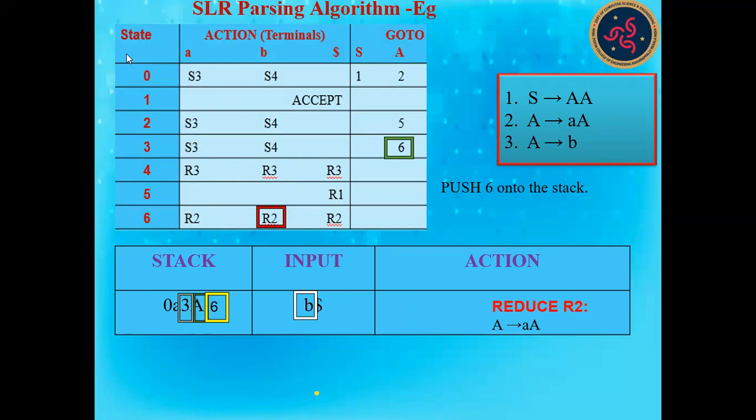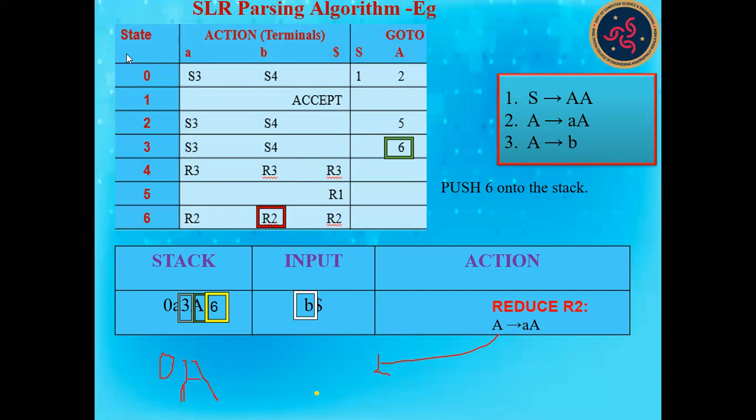Okay, so if there are two symbols, now I need to pop four symbols from the stack. That is 1, 2, 3, 4. So these four symbols should be popped out from the stack, and I need to push the left hand side production variable, that is capital A, onto the stack. That is, it will have 0, and this A will be pushed. Capital A will be pushed onto the stack, right?